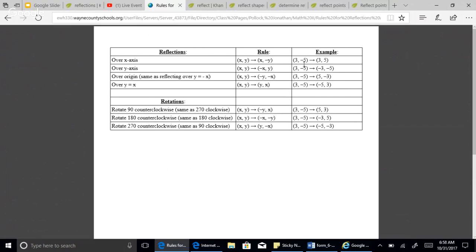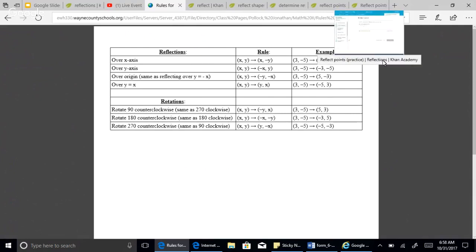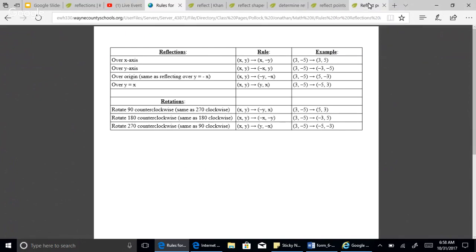So here's your example. Let's say your original point was 3, negative 5. Well, the 3 is going to stay the same, and the 5 is going to change into a positive 5. And that's because if you take a negative to negative 5, we know that 2 minus signs or 2 negatives will turn into a positive. So over the x-axis, this is the rule. Let's go back and look at our reflecting points.